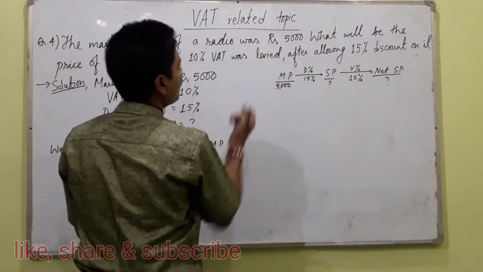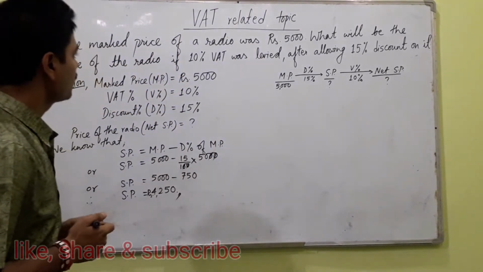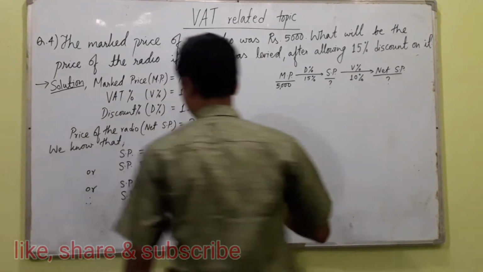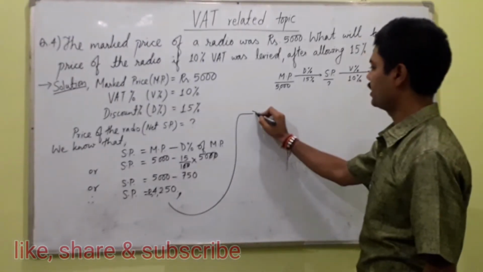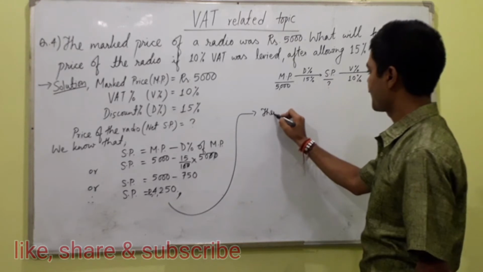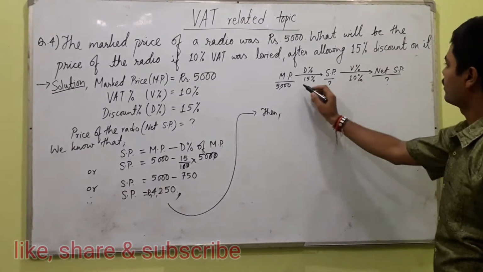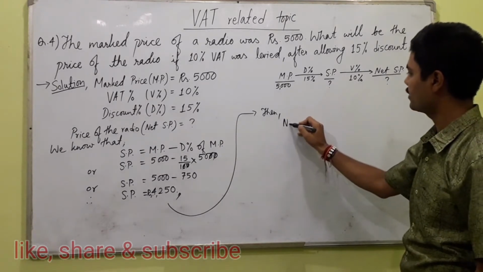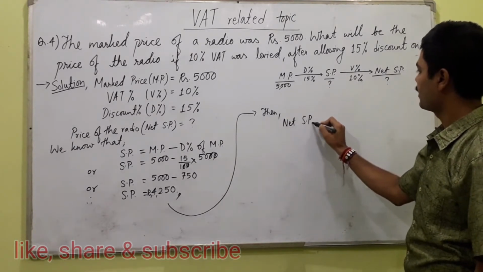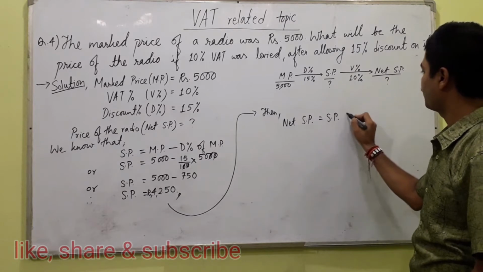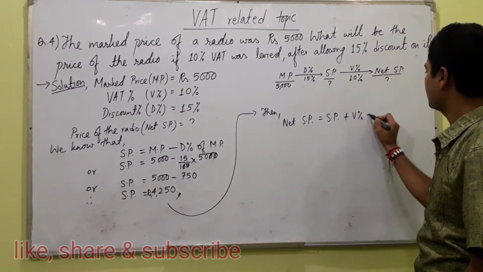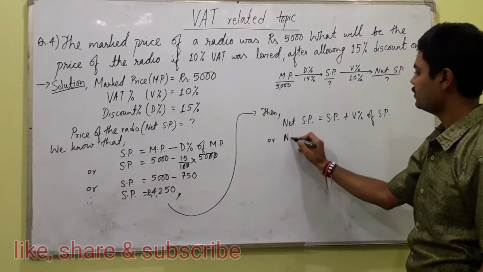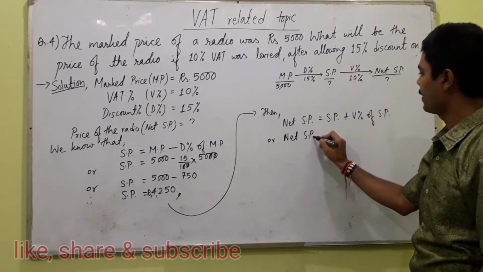Sometimes it may give a dollar sign or euro sign, then you can write the answer with a dollar symbol. It is just the denotation. After that, let us come here. Then from the mapping, what can we find now? We can find net selling price. Then net selling price is equals to selling price plus VAT percent of selling price.